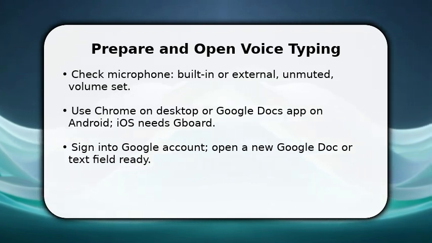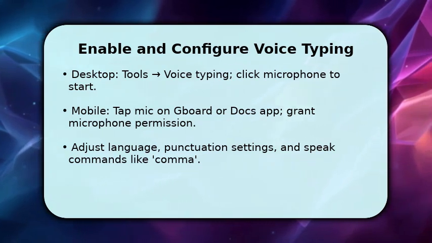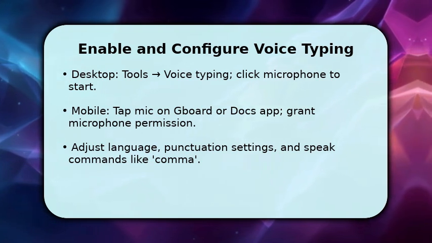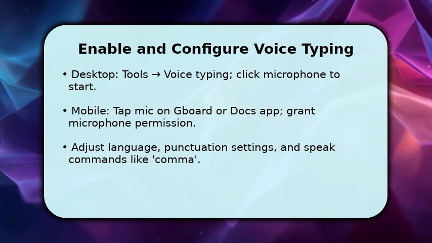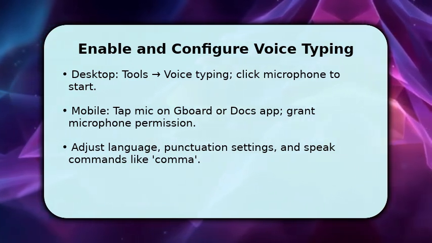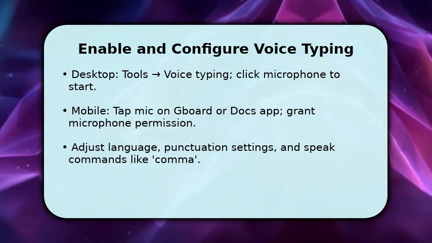You now enable the feature and configure it for accuracy. On desktop, go to Tools, choose Voice Typing, pick the correct language, then click the microphone icon to begin. On Android, tap the microphone key on Gboard or the mic in the Docs app and accept microphone permissions when prompted. Make sure voice input language matches your accent and toggle automatic punctuation if available.